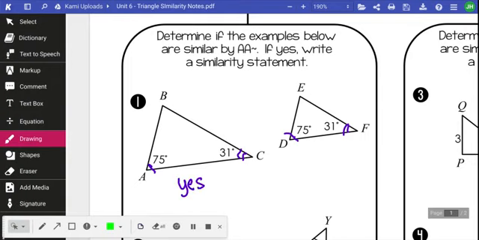And then it says, if yes, write a similarity statement. So all that means is I'm just naming my triangles. So I'll name my first triangle, triangle ABC, similar to triangle. And if A is congruent to D, they need to be in the same position, and F is congruent to B, therefore leaving E to be congruent.